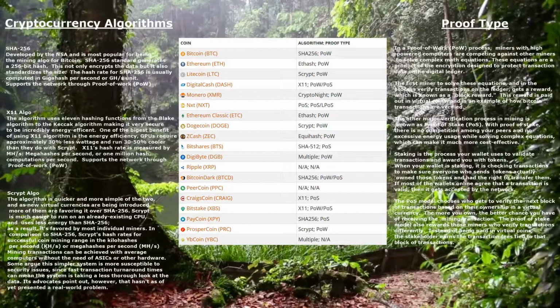So the upside of this POS is that it is much less taxing in terms of energy consumption. And in a POS model, staking is a process your wallet uses to validate transactions and award you with tokens. So when your wallet is staking, it is checking transactions to make sure who sends tokens actually owns those tokens and had the right to transfer them. If most of the wallets online agree that the transaction is valid, then it gets accepted by the blockchain's network.